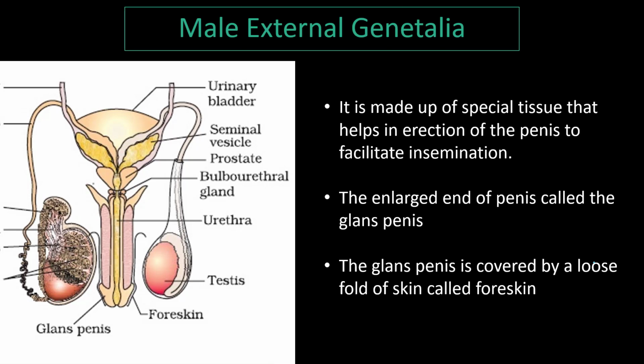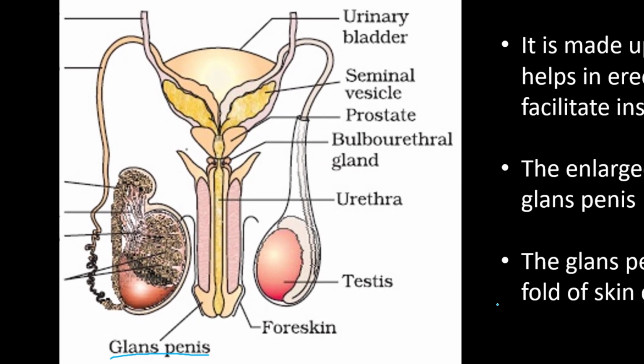Now let us talk about the male external genitalia. It is made up of special tissue that helps in erection of the penis to facilitate the process of insemination. The enlarged end of the penis is called the glans penis, as you can see here. The glans penis is covered by a loose fold of skin called the foreskin.